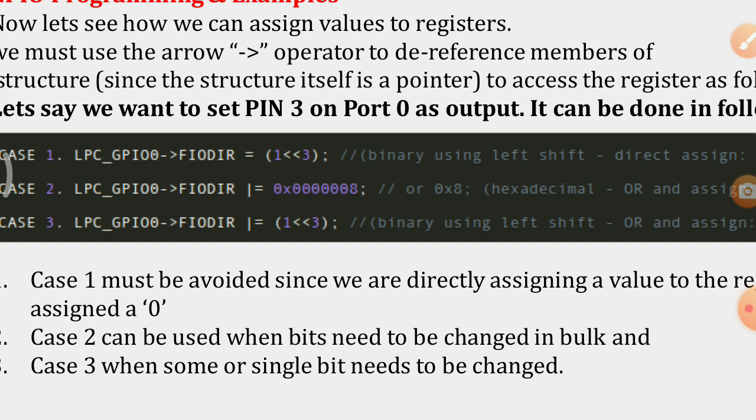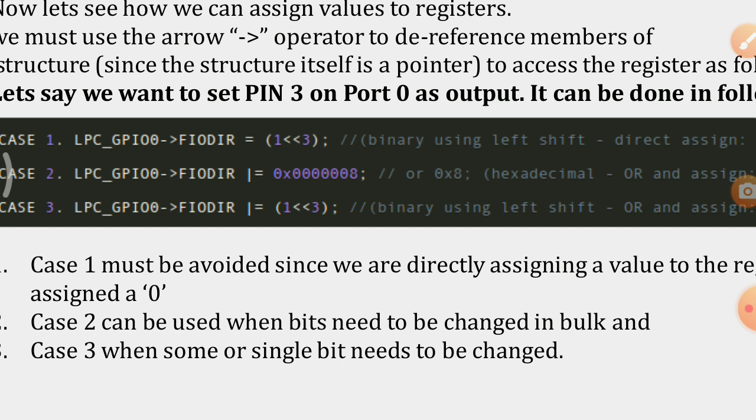Case 2 is the same as the above one, but done in bulk. LPC_GPIO0 FIODIR OR equal to 0x00000008. So here also the pin 3 is, pin 0, pin 1, pin 2, pin 3. The fourth bit, that is 0, 1, 2, 3, the third bit, depends upon your assumption, either 0th, 1st, 2nd and 3rd, or 1, 2, 3, 4, however you can assume.